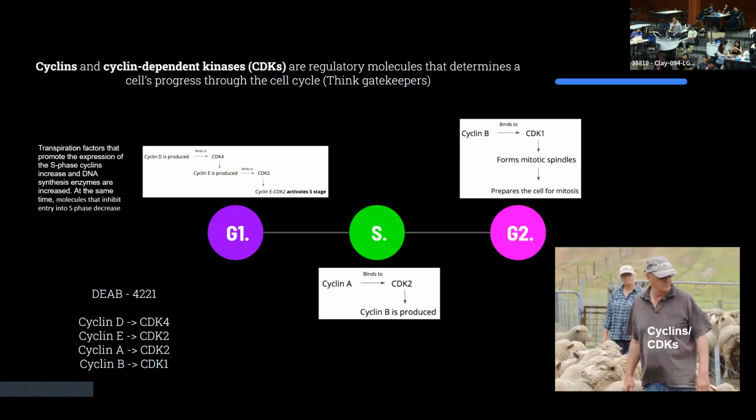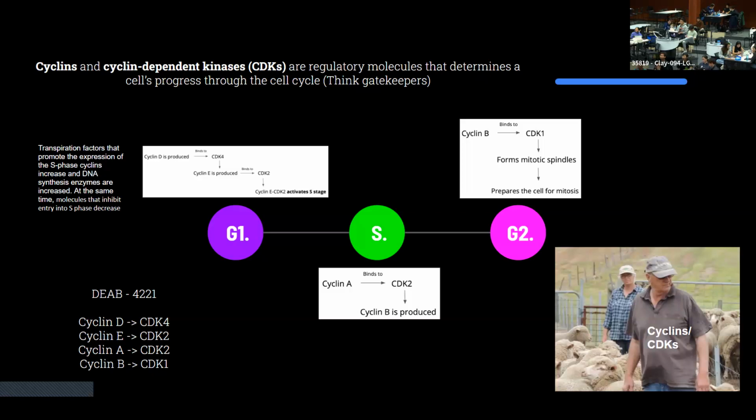So on this slide, we've pretty much summarized what's happening at each of the stages of interphase. So cyclins and cyclin-dependent kinases, which are your CDKs, are regulatory molecules that determine a cell's progress through the cell cycle. So think gatekeepers, which is why I've got that picture on the bottom right there. Now, the little mnemonic to remember here is DAB4221, and that pretty much links the cyclins with the CDKs. It's a really easy way to remember which is linked to what.